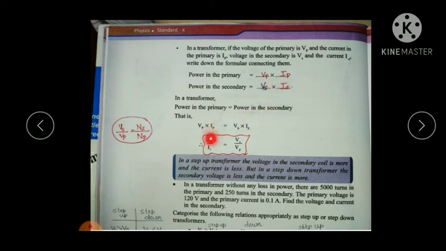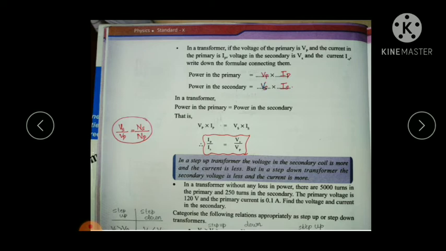On dividing, Ip by Is is equal to Vs divided by Vp. So we will get one equation: Ip by Is is equal to Vs by Vp. Current in the primary divided by current in the secondary is equal to voltage in the secondary divided by voltage in the primary. So see, the voltage and current are inversely related. That means whenever current increases, voltage decreases.